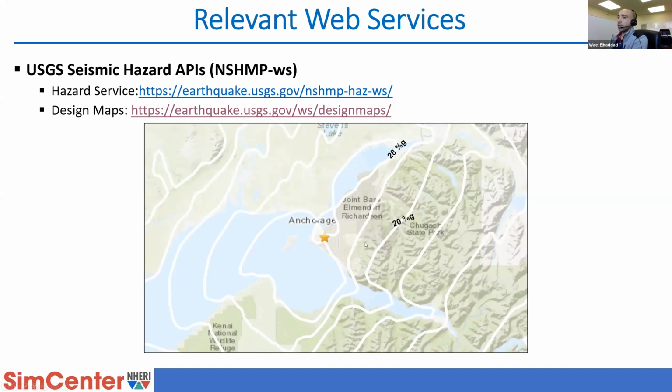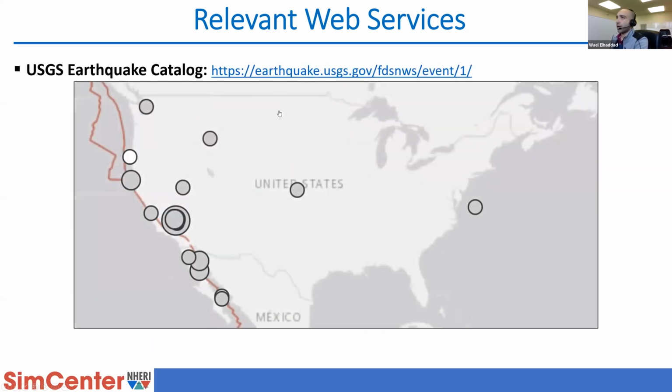Later on in the demos, we'll see how we can use this design maps web service for some of the buildings in San Francisco. So we'll give maybe a more detailed demo of one of these web services. But if you go to some of these links, you'll find a lot of documentation about how to use this web service and how to form these requests to get some hazard data or design maps data, something like that.